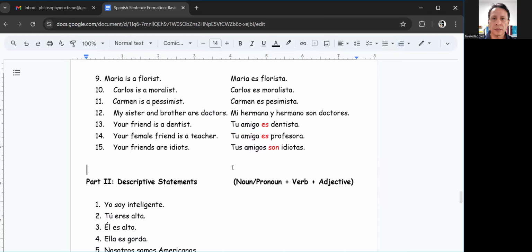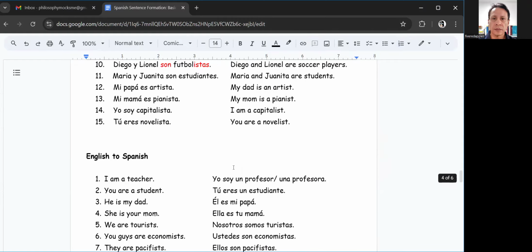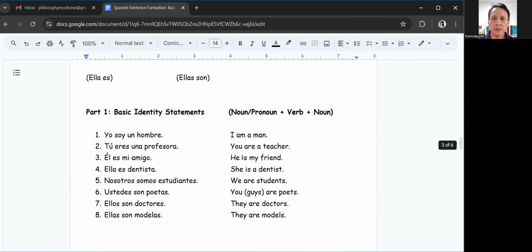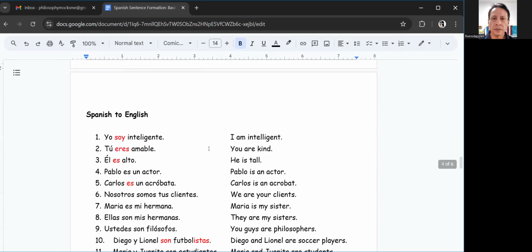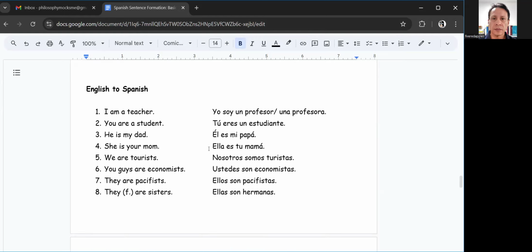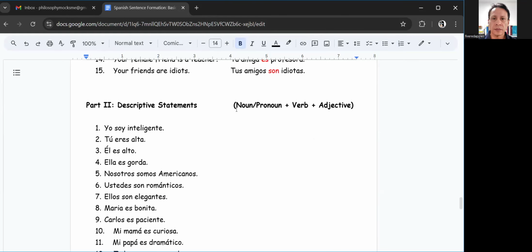All right, now. These are identity statements basically where we have a noun on the left and a noun on the right, or a pronoun on the left. Now we're going to do descriptive statements. So now we're going to use some adjectives. We're going to take a noun or pronoun as the subject, use the same verb, same kind of conjugation, and then use an adjective on the right. We'll start with the Spanish to English because it's easier.